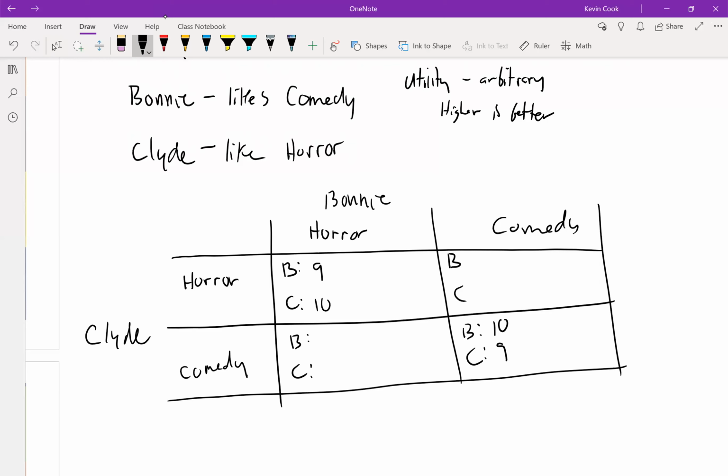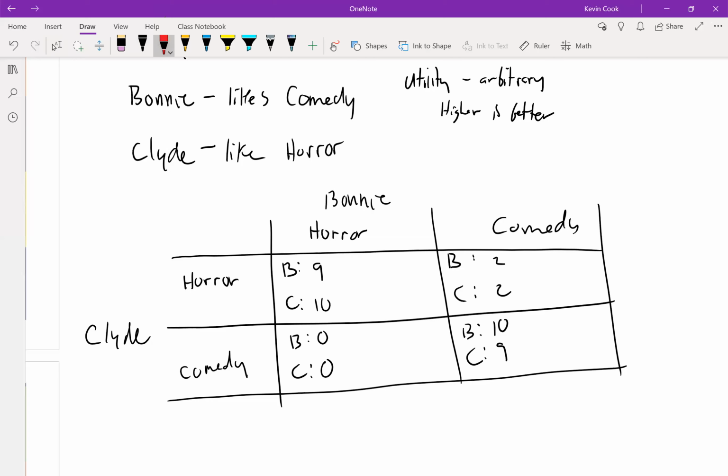So now what happens if they end up in the wrong show? So if they pick wrong, we said that Bonnie likes comedy. So if Bonnie picks comedy, I'm going to give her a utility of 2 if she picks comedy but it's the wrong one. And if Bonnie picks the horror and it's the wrong one, I'm going to give her a utility of 0. Whereas for Clyde, if Clyde picks the comedy, which he doesn't necessarily care for, he gets a 0 and a 2.